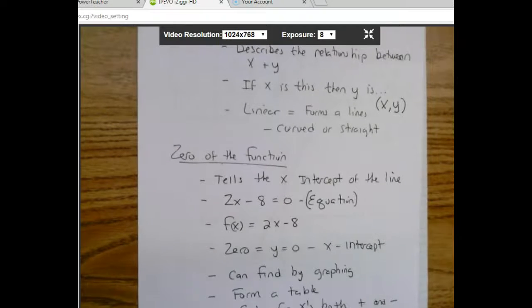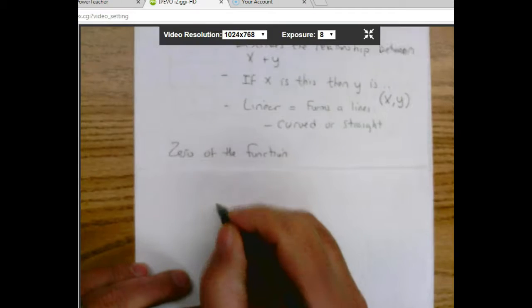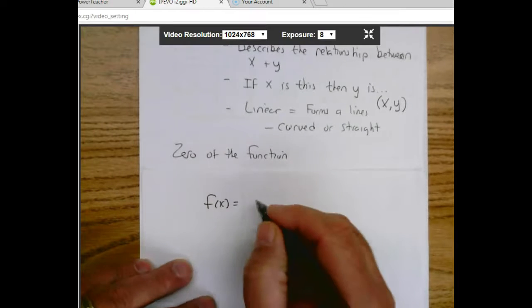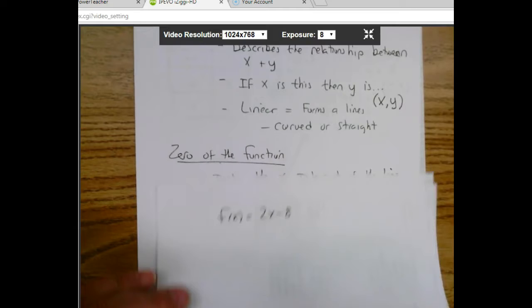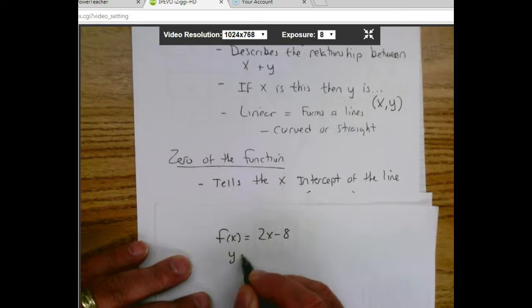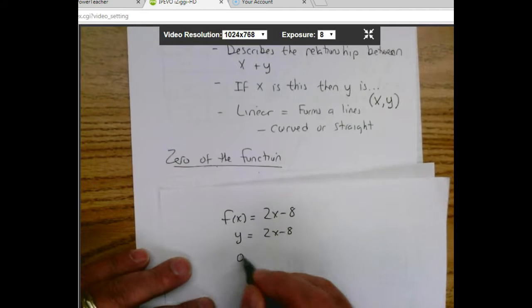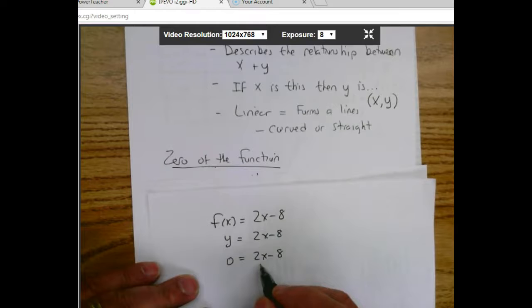So if we look a little further, we can figure out where the x-intercept of this equation is by making y equal to 0 and then solving it. If you remember, we have f of x equals 2x minus 8, and we would just make y equal to 0. This f of x is really saying y. So we'll say y equals 2x minus 8. And if it's the x-intercept, this y is going to be 0. So 0 is 2x minus 8. And then we would figure this out.